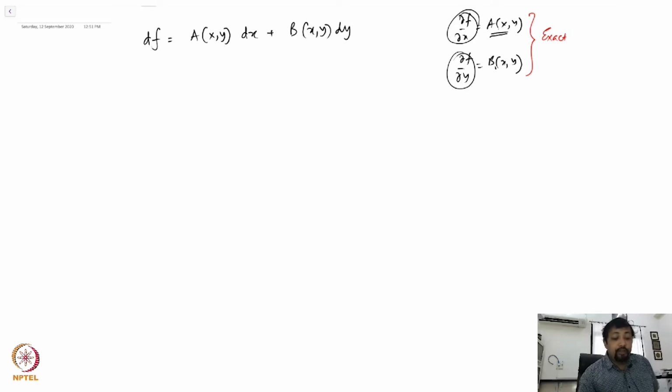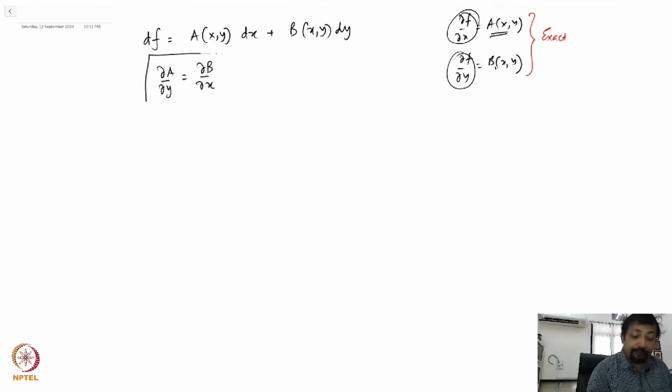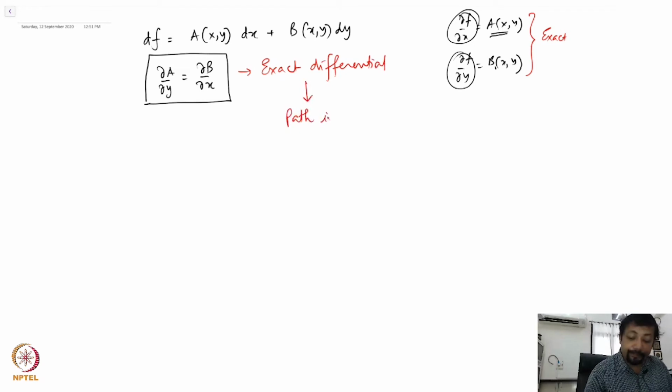And if I want to find out whether this is an exact differential, I will simply check whether del a del y is equal to del b del x, and if this is satisfied, then I know that this is an exact differential, which means it is path independent, right? So now you know how to determine exact and inexact differentials.